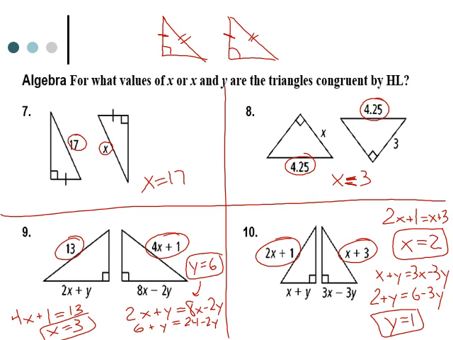All right, here are your answers. Again, I went through, and I do this because it even helps me. You can make a choice on your own what you want to do, but I actually physically circle the hypotenuse in each case. So number 7, I'm circling the 17 and the x. Number 8, the 4.25. Number 9, the 13 and the 4x plus 1. Number 10, the 2x plus 1 and the x plus 3. So again, we're setting those equal and just solving. Once you get them equal to each other, your geometry is done, and it's just more algebra. And you can check your math against my math.